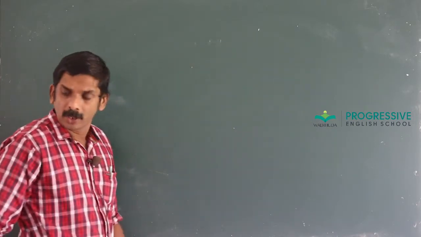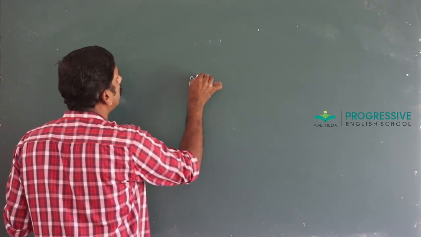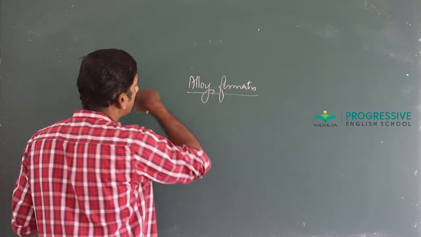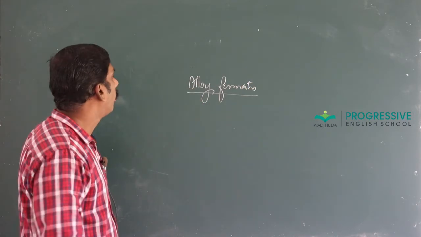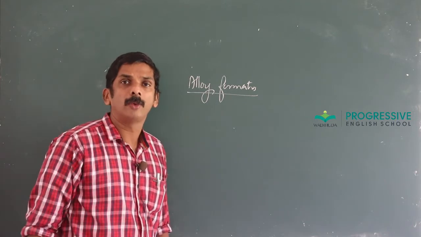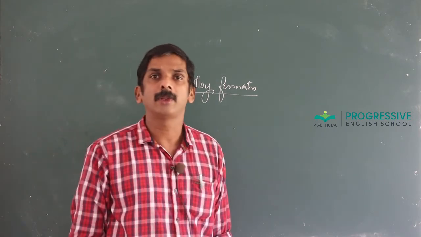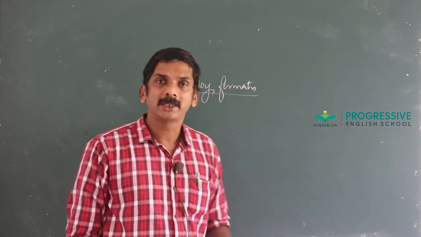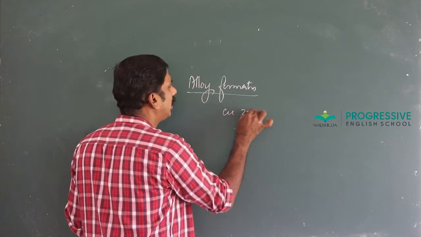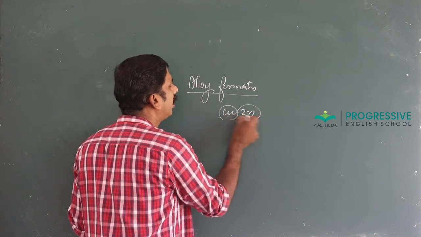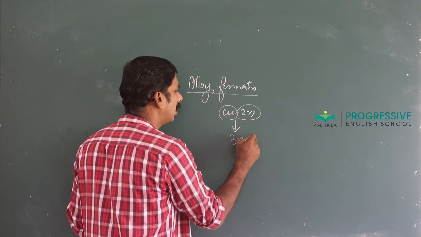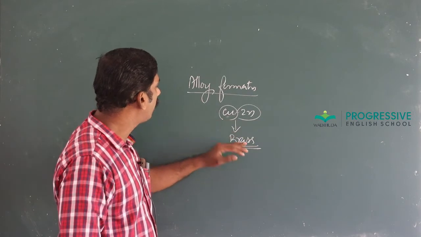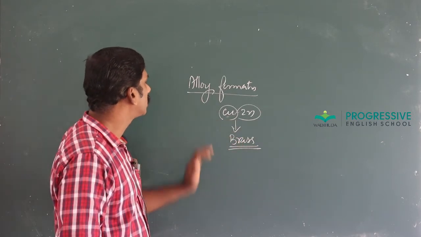Next is about alloy formation. That is another property. Alloy is a homogeneous mixture of two or more metals or a metal with a non-metal. Due to comparable atomic size, say copper and zinc, they combine to form a homogeneous mixture. That is an alloy called brass.